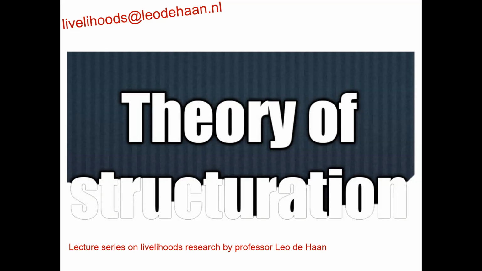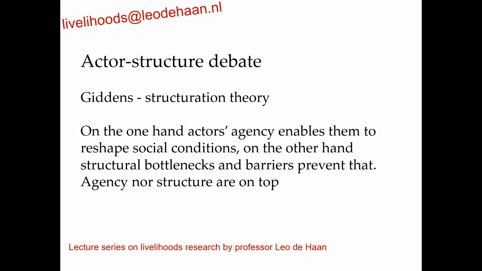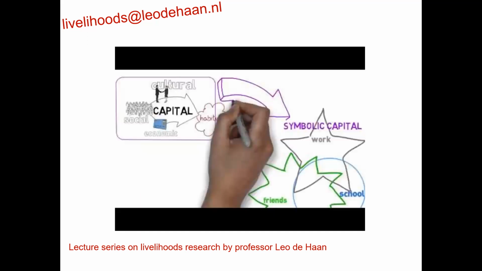On the one hand, their agency enables them to reshape social conditions. On the other hand, structural bottlenecks and barriers prevent that. According to Giddens, neither agency nor structure is on top. Also Pierre Bourdieu, a French sociologist, argued that it is neither structure nor actor, but both. However, he arrived at a different assessment, and he also used different concepts.